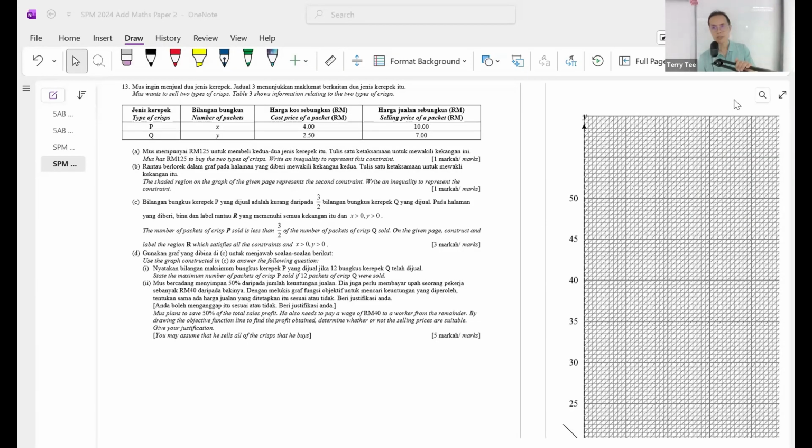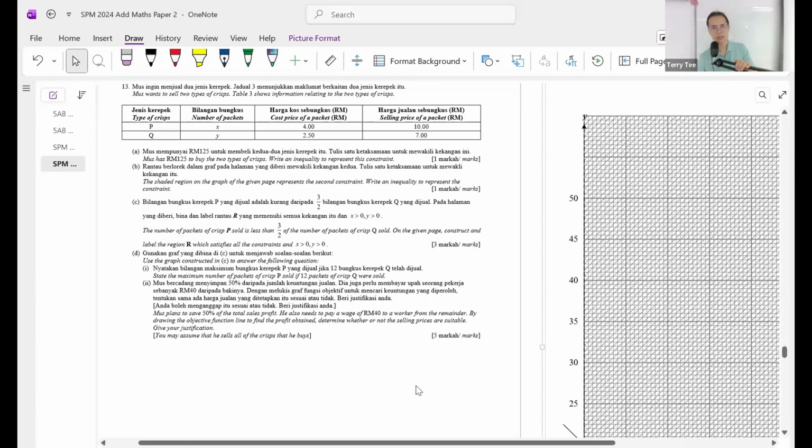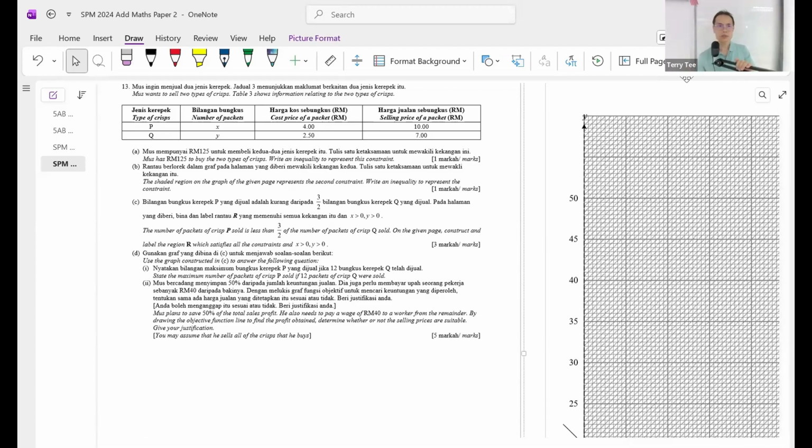Okay, this is linear programming. Question 13 is from Form 5, Chapter 7. Okay, so let's begin. So here we have Moose, who sells two types of crepes. The table shows the information relating to this. Moose has 125 ringgit to buy the two types of crepes. So find the inequality to represent the constraint.